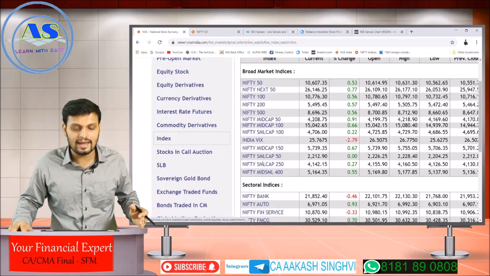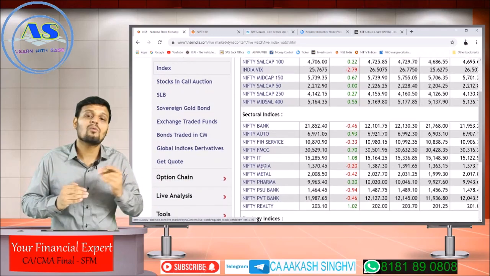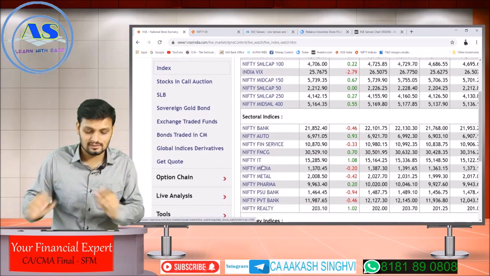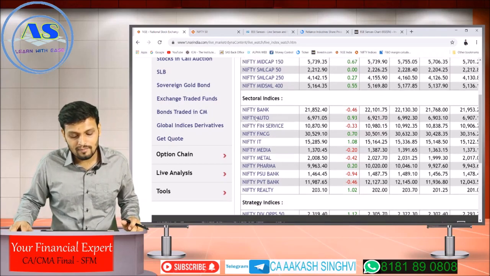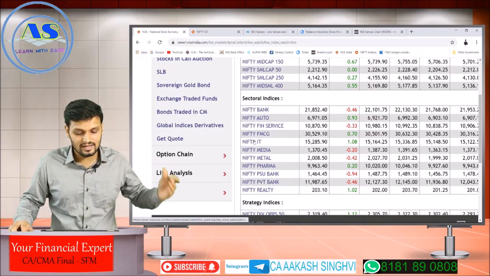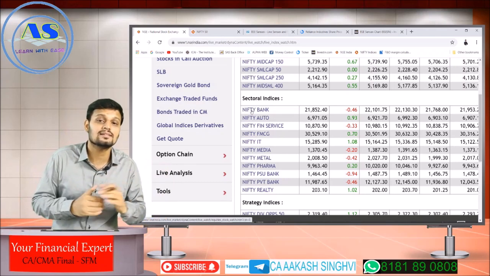So these are all index, right? And if there are more than one index, we call it as indices. Same way, we also have something called as sectoral indices. For example, Nifty Bank, Nifty Auto, Nifty FMCG, Nifty IT. Now, what does these sectoral indices indicate?